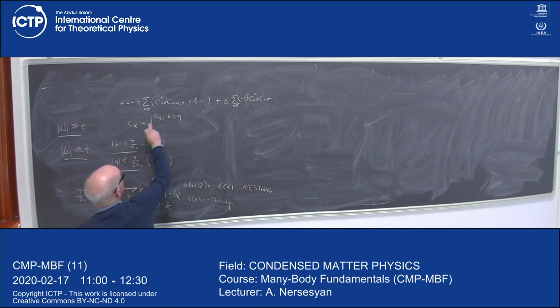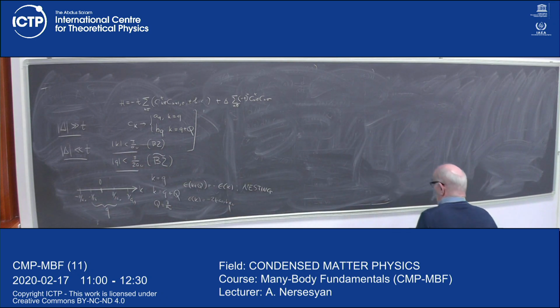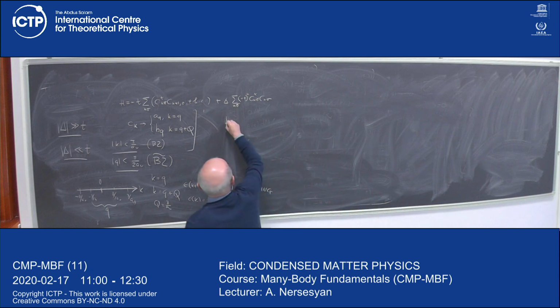So if k is q, then it's a_q, but in case k represents q plus Q large, then we have b_q, and so we have a new basis of states, a_q and b_q. And the Hamiltonian, in this case, takes the suggestive form, if q is less than pi divided by a naught.